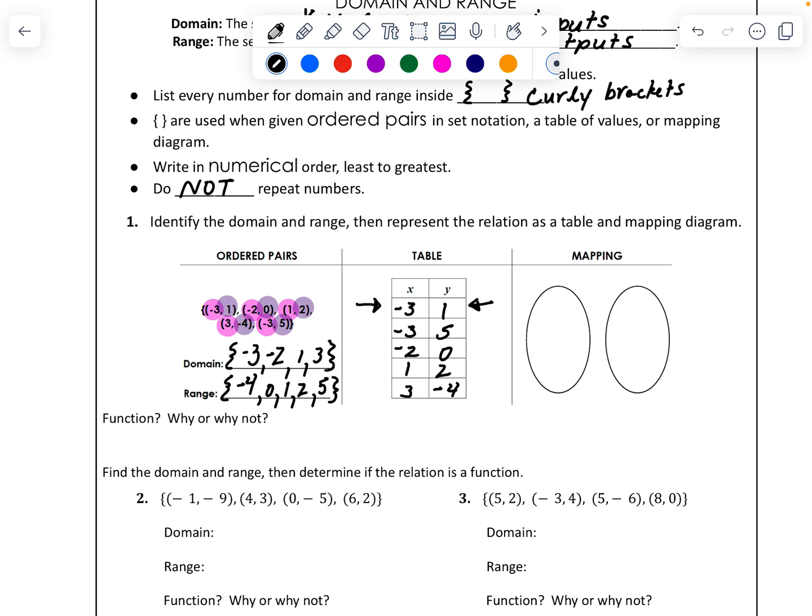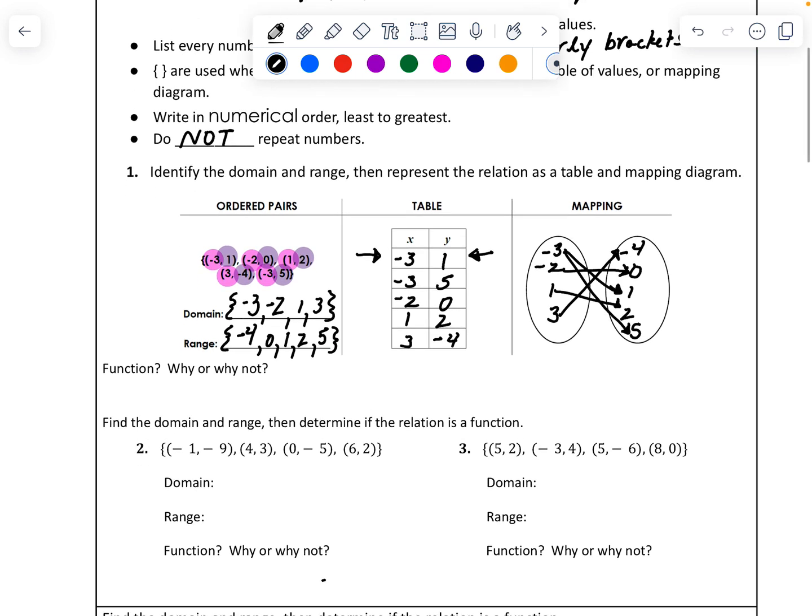Okay? But with mapping, just write your domain the way you see it. -3, -2, 1, and 3. Then write your range. -4, 0, 1, 2, 5. And then draw arrows. So -3 with 1, -3 with 5, -2 with 0, 1 with 2, and 3 with -4. Just like that.